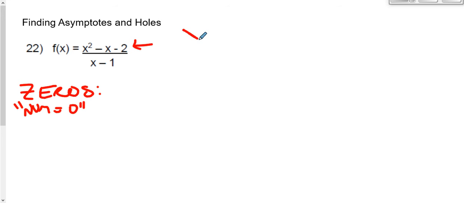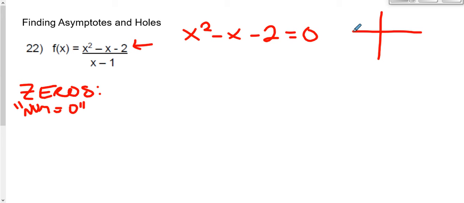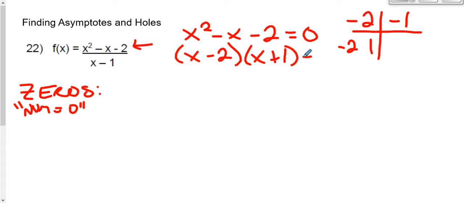So I'm going to take x squared minus x minus 2 equals 0, and I'm going to go ahead and factor that expression. I'm going to find two things that multiply to negative 2 that add to the negative 1 coefficient of x in the middle. Those numbers are 2 and 1, and if I want a negative 1 when I add them, the 2 has to be negative. So here's my x minus 2 and x plus 1 equals 0.